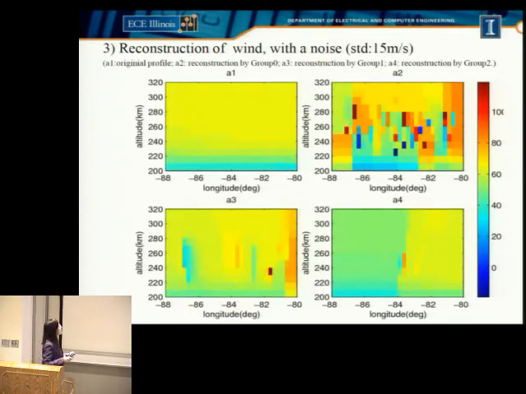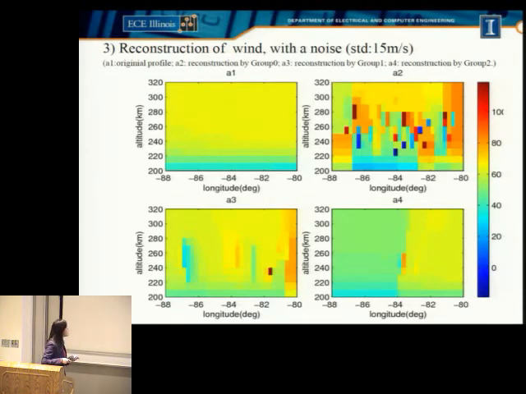And this one is when noise is around 15 meters per second. So to my surprise, this A2, which has over 100 observations, is very noisy. The explanation I have here is that the noise is larger. When different observations observe the same small region, they can get different results due to the different noise, and that will cause some conflict in the final result.